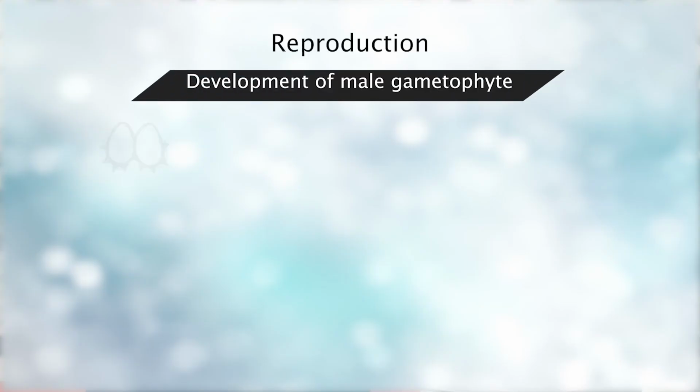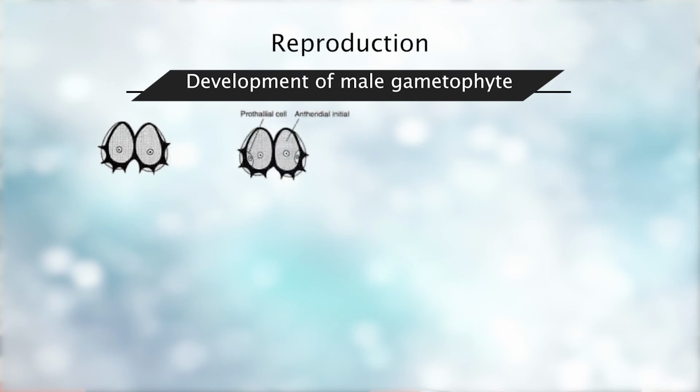Now, we will be talking about the development of the male gametophyte. So, the male gametophyte will be formed from the microspores. The formation of the male gametophyte or female gametophyte takes place within the microsporangium or megasporangium, that is, within the spores this development takes place. So, this is the microspore. There will be a first division. This division will be unequal, which will form a small prothallial cell and a large antheridial initial.